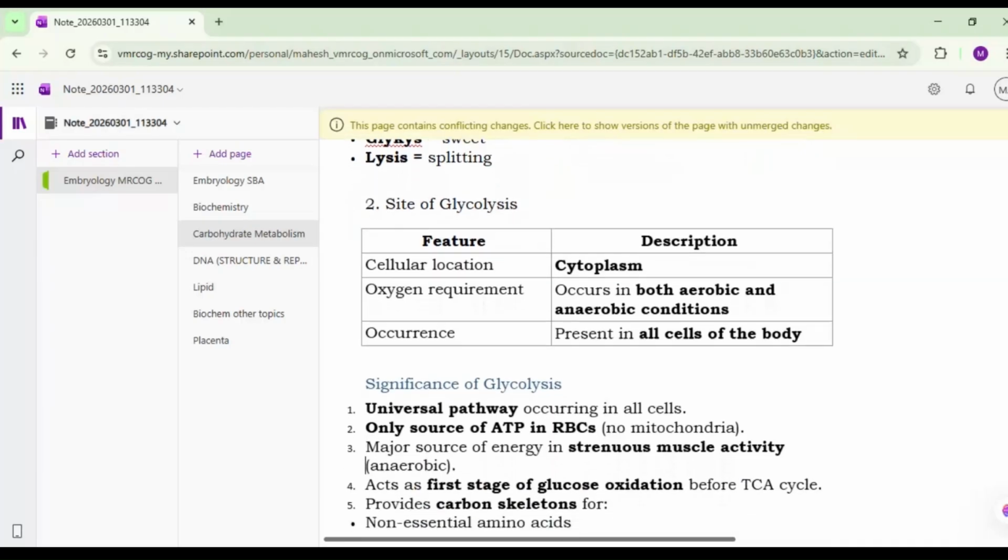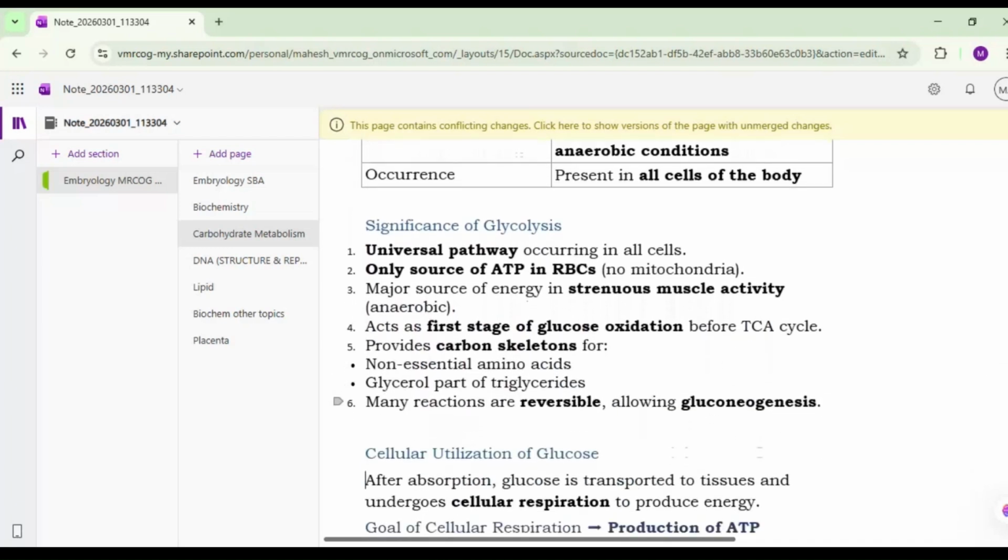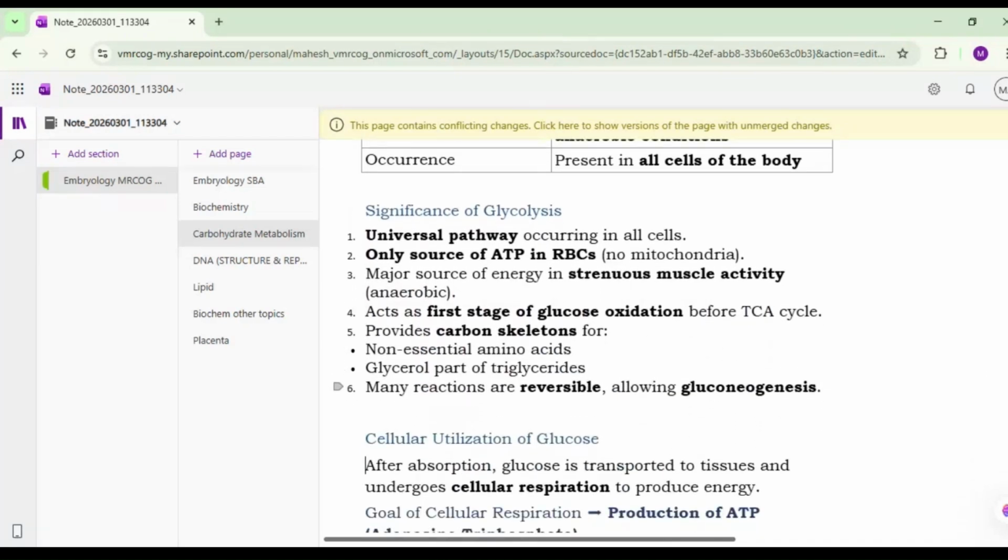So what is the significance of glycolysis? It is a universal pathway occurring in all cells. It is the only source of ATP in the RBCs. RBCs do not have mitochondria, so the only source of ATP in the RBC is glycolysis. It is the major source of energy in strenuous muscle activity, that is under anaerobic condition. It acts as the first stage of glucose oxidation before the TCA cycle. So before it goes into the TCA cycle, glucose will be converted into pyruvate, and that will further enter into the TCA cycle.